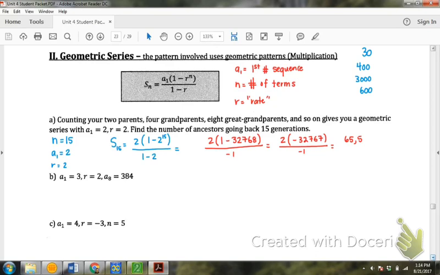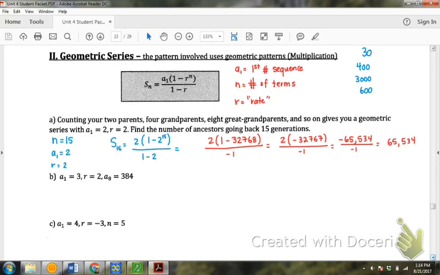We know this is a negative, and we know this is a negative 1. And what's a negative over negative? Positive. So I get 65,534. That's how many ancestors you have going back 15 generations.